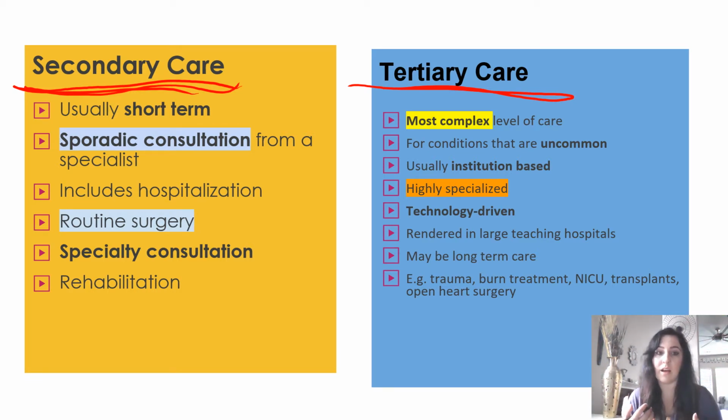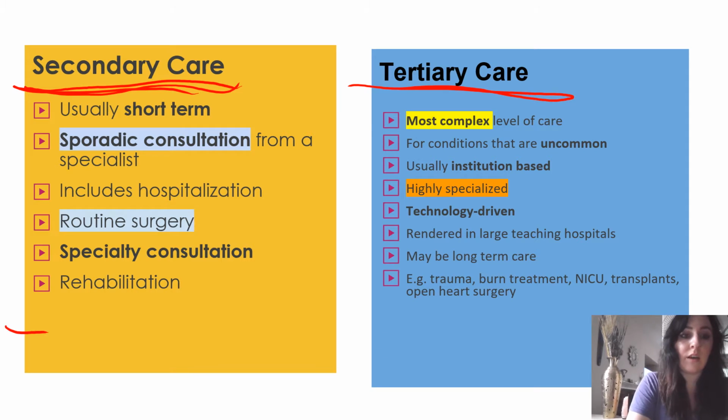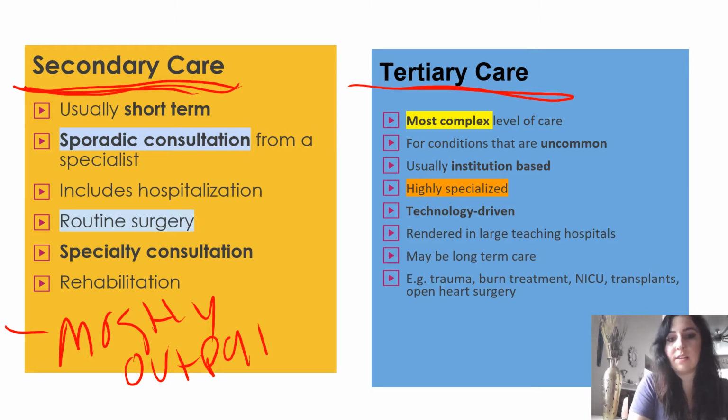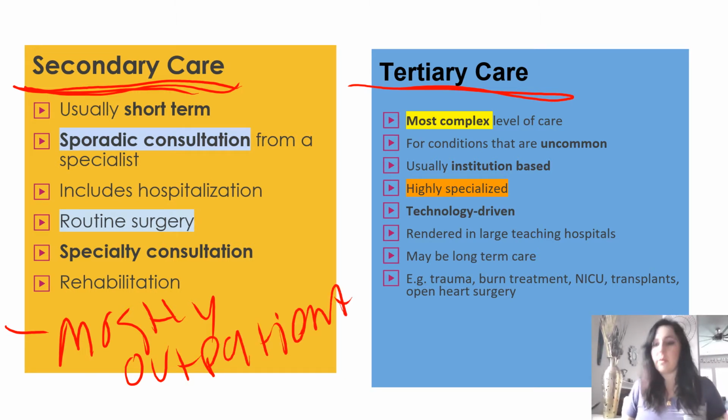A lot of this is going to be consultation with the specialist, maybe could include hospitalization, maybe routine surgery type stuff, rehab. This will all fall under the lines of secondary care, and most secondary care is going to be provided in an outpatient care setting. Mostly outpatient, not all the time. Many times you might require some hospitalization. A lot of routine surgery, especially these days, does not always require hospitalization. A lot of routine surgeries will just send you home right after the surgery.